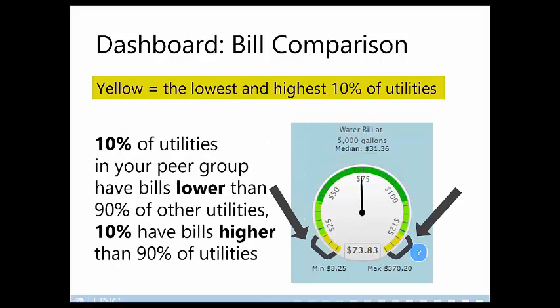And then we also have these little yellow segments at the very bottom of the dial. And this is the lowest and highest 10% of utilities. So these utilities are either charging very little compared to the other utilities in their peer group, or quite a bit more. They're charging more than 90% of other utilities.